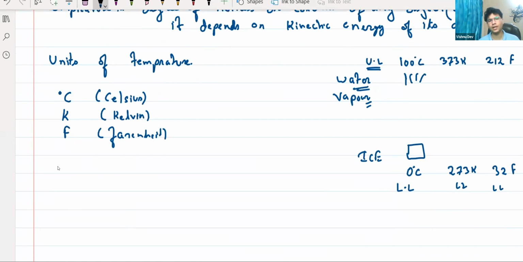Now let me ask you one thing. How many of you know the unitary method? Raise your hand. Everyone knows the unitary method? Yes, sir. But first we should find for one, then we should find for many. Exactly. So let us check this.